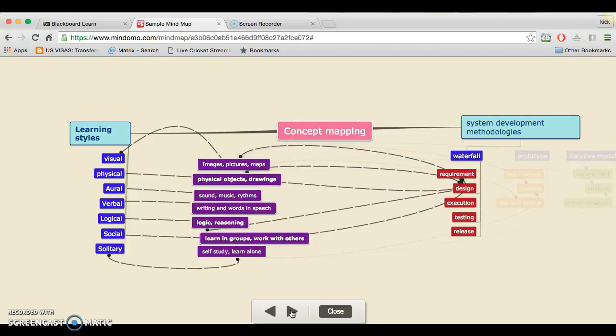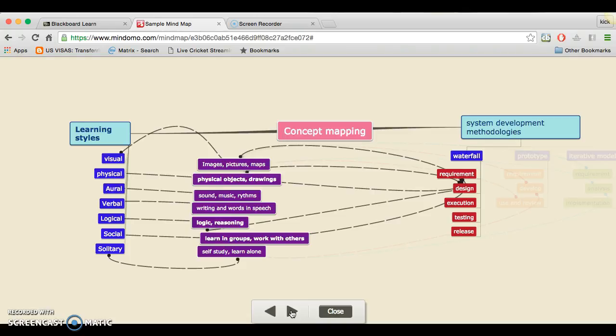And here are the relations between each one, like for the waterfall and the learning styles. If we take the design one, we have mapped the design. There is a relationship between the design and the physical objects and drawing. There is also a relationship between the logical reasoning and the design. And there is another relationship between the design and learning in groups, working with others. So for designing anything, we should be in groups.